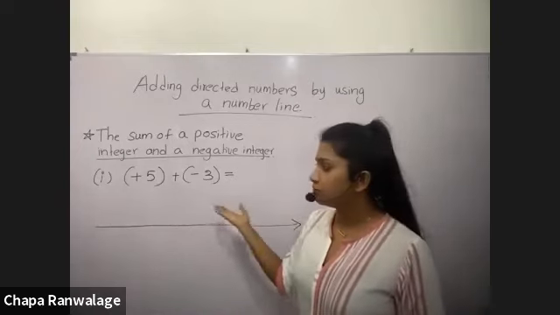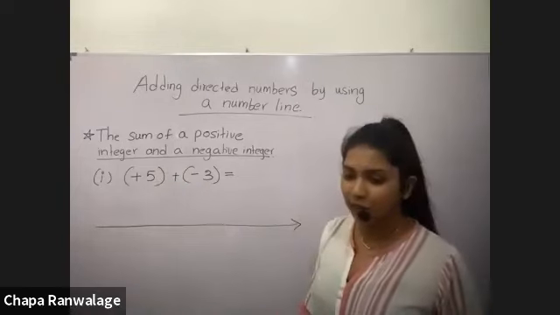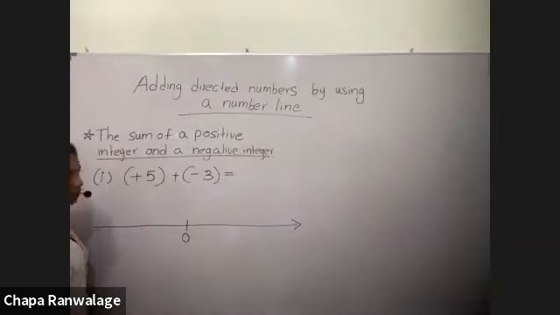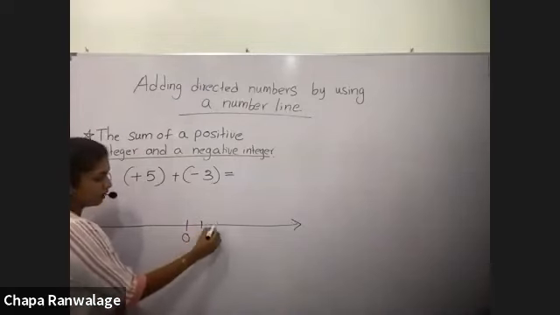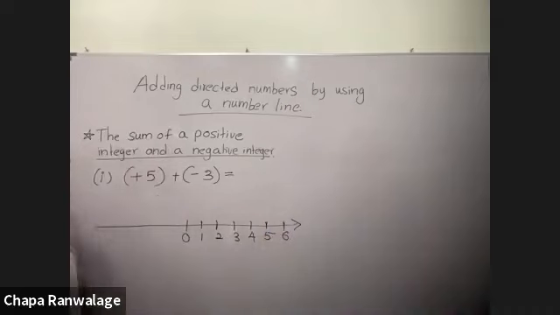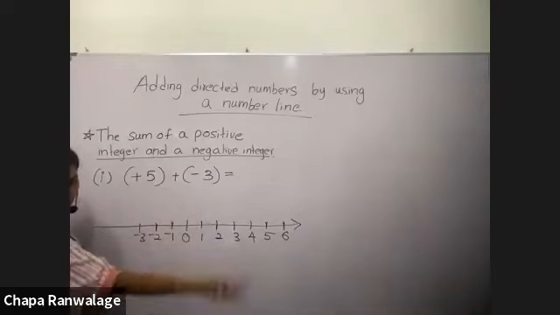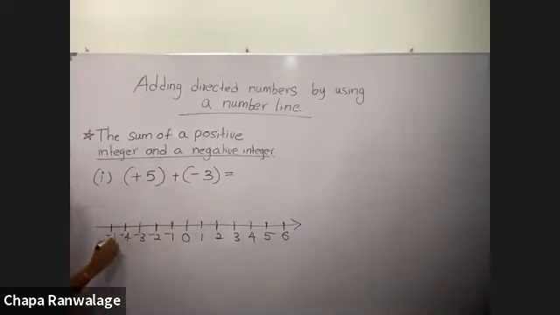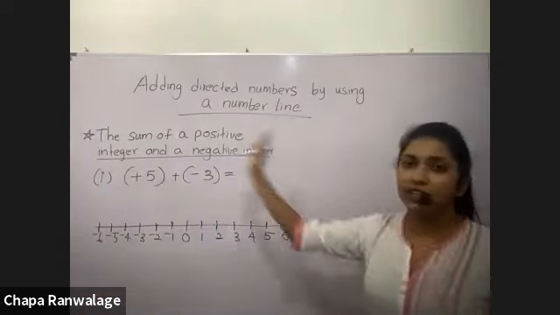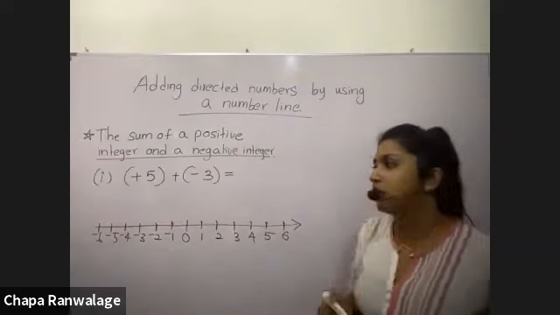In the middle, I put 0. Then +5: 1, 2, 3, 4, 5. And on the other side -1, -2, -3. If you want, you can mention up to -6. Both sides are balanced. -4, -5, and -6. This side +6 and that side -6. Don't write yet. I'll give you time.